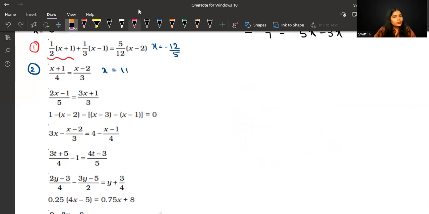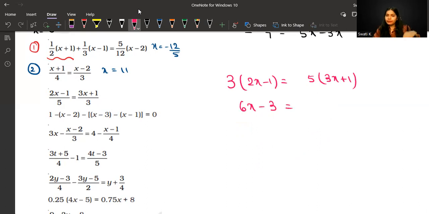All right, now we can go to the next question. Again, it looks like a cross multiplication, so I'll directly do the cross multiplications. The next question: 3 times (2x minus 1) equals 5 times (3x plus 1), right? So if I use the distributive property, 3 times 2x is 6x minus 3 times 1 is 3. 5 times 3x is 15x plus 5 times 1 is 5.